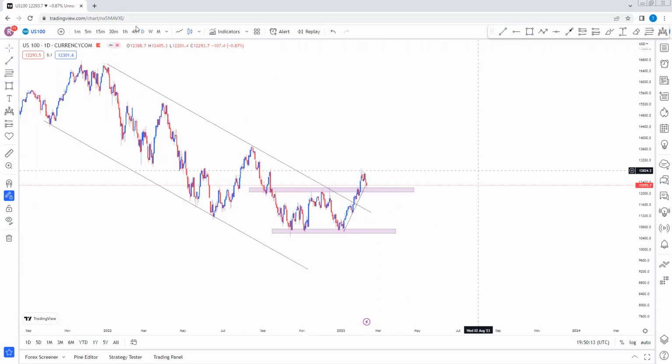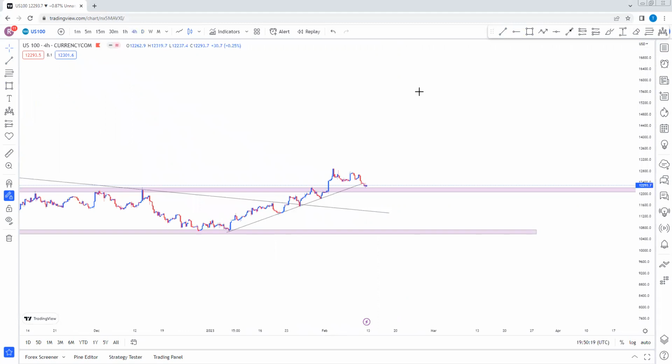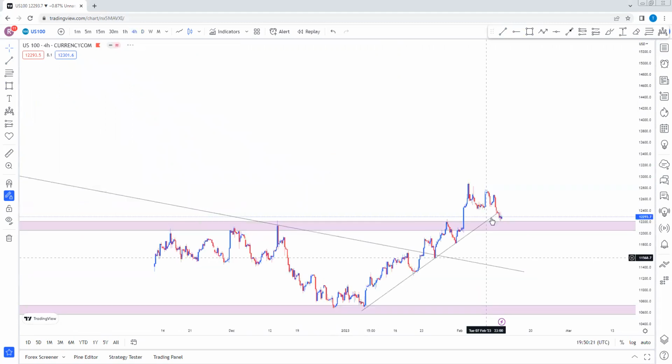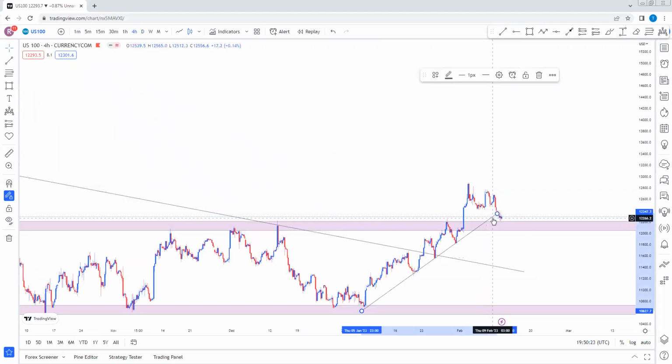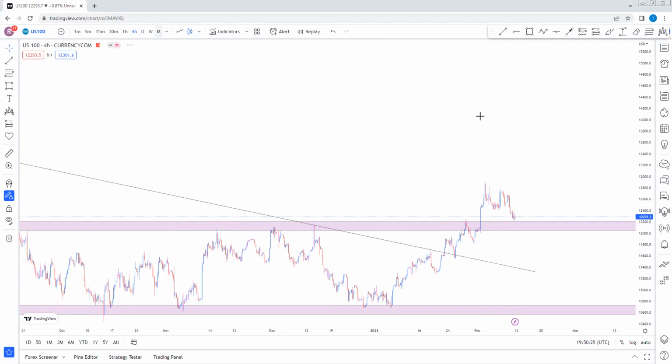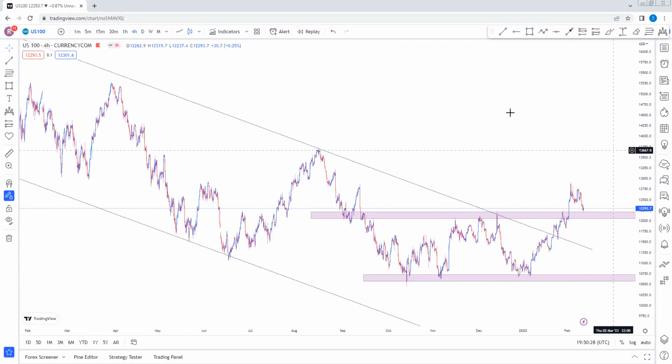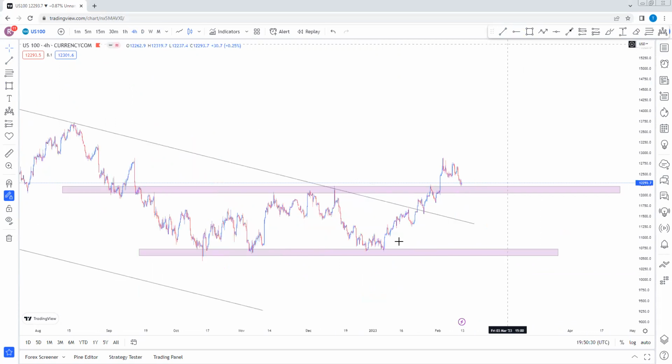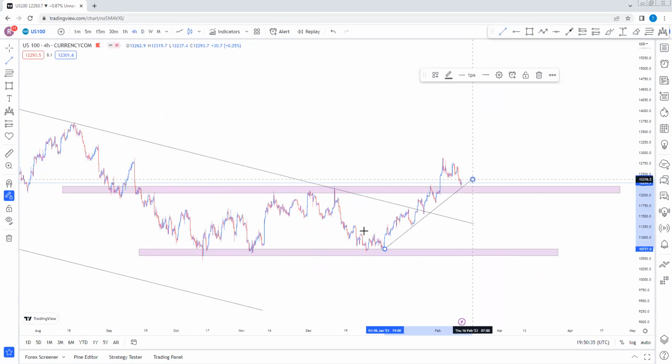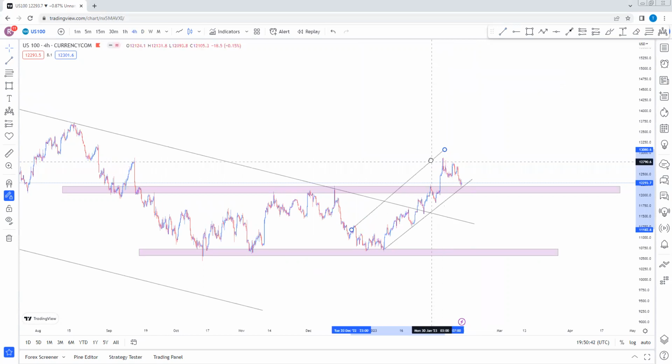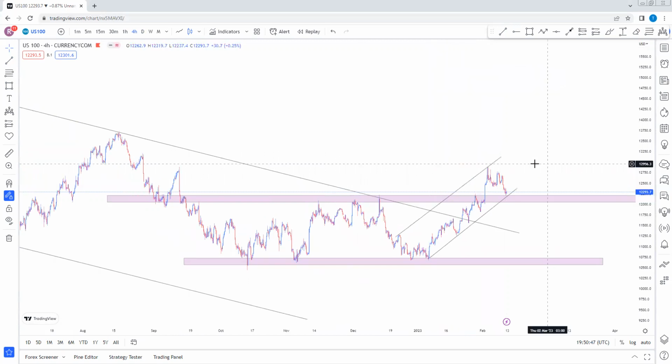So let's move to my 4 hour time frame. As you can see on our 4 hour time frame, this is how the structure is. Let me just zoom in. The market has been creating this type of formation. I'll just put it here. A bit of a bullish trend.